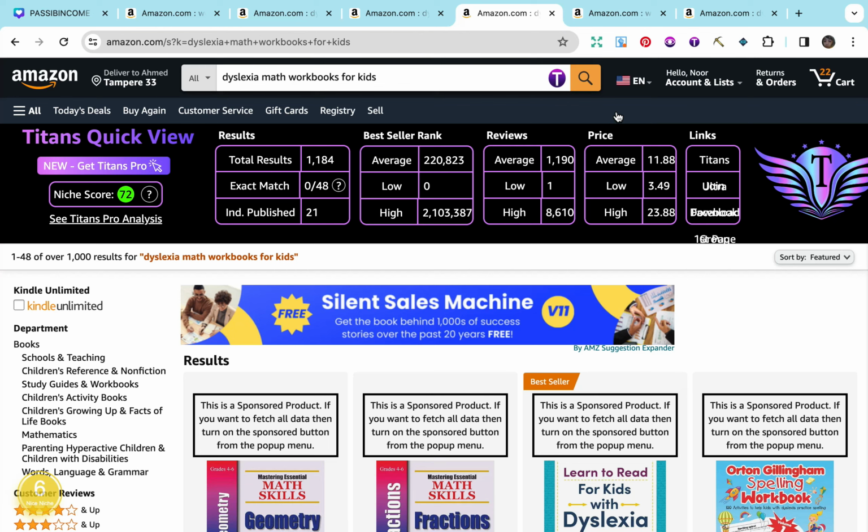Now, this is also an amazing keyword that you can have for either the title or the subtitle. It fits all the profitability metrics. A keyword niche score of 72, quite happy with that. Strong, solid, green, ready to go by Titans. A keyword niche score of 6 by Amazon Scout Pro, categorizing this as a nice niche.